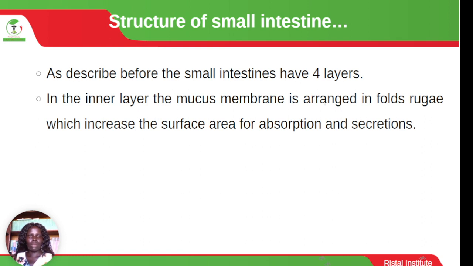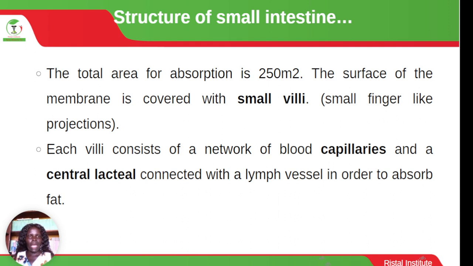As described before, the small intestine has 4 layers. In the inner layer, the mucous membrane is arranged in folds, known as the rugae, which increase the surface area for absorption and secretions of the nutrients. The total area for absorption is 250 meters squared. The surface of the membrane is covered with small villi, small finger-like projections. Those are the ones they call the villi.